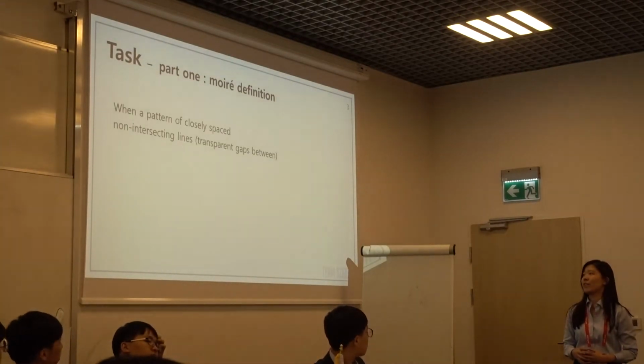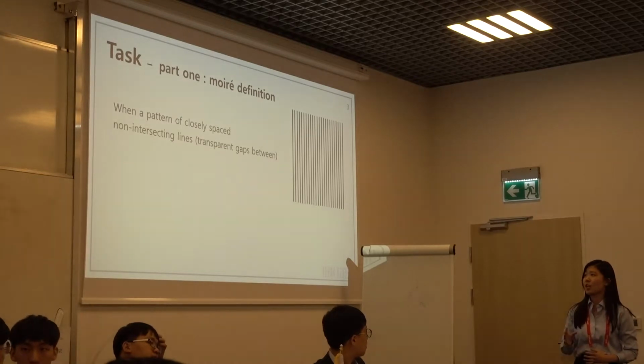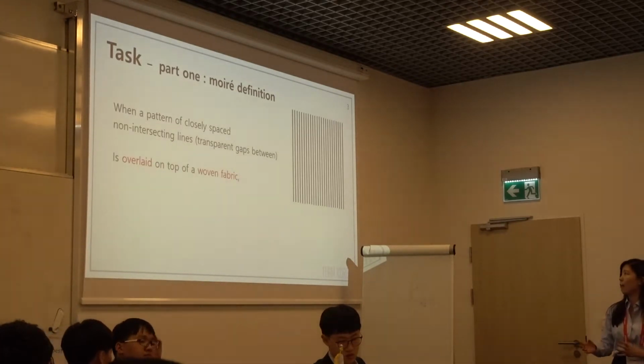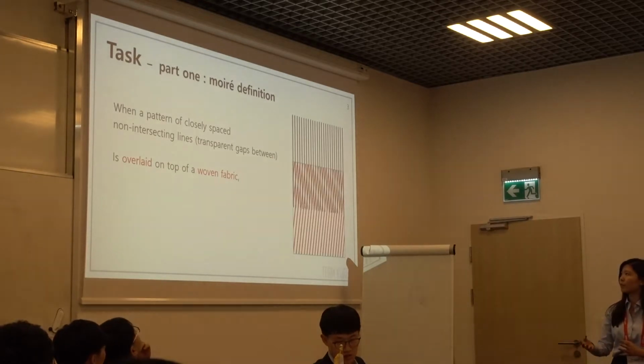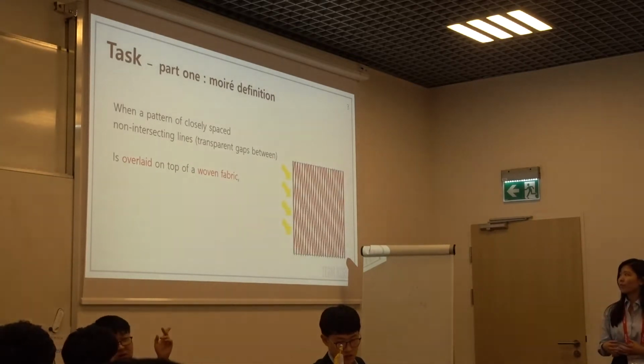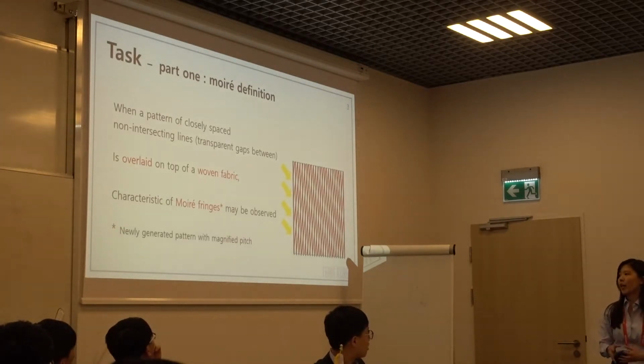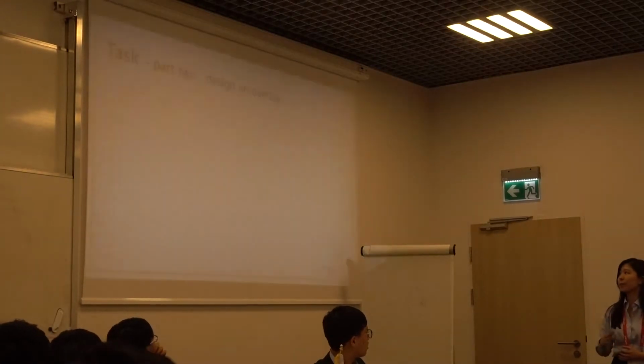Task number one, Moire definition. When a pattern of closely spaced, non-intersecting lines with transparent gaps between is overlaid on top of a labeled loop fabric, characteristics of Moire fringes may be observed. Here, Moire fringes means a newly generated pattern with magnifying pitch.